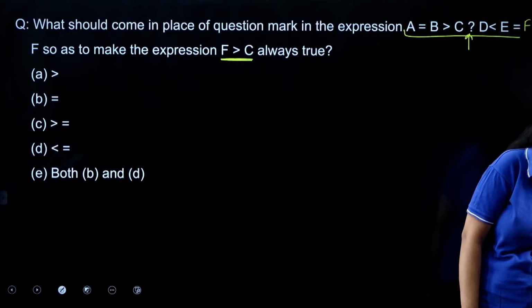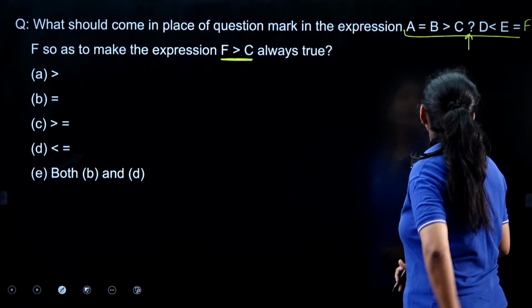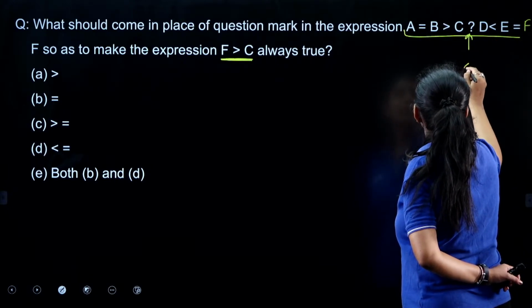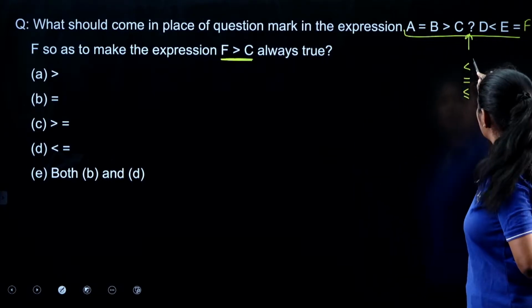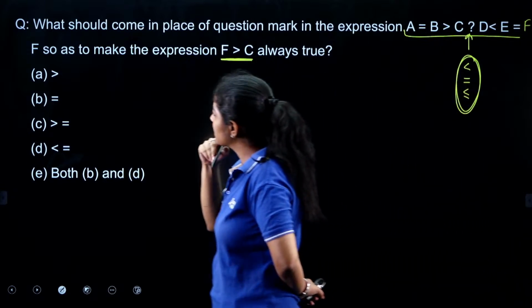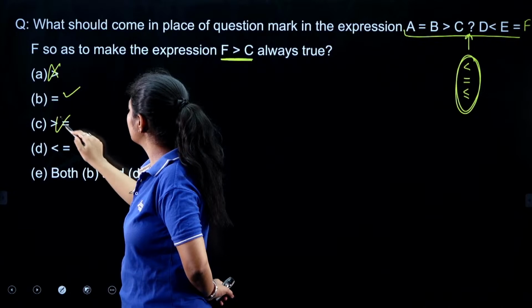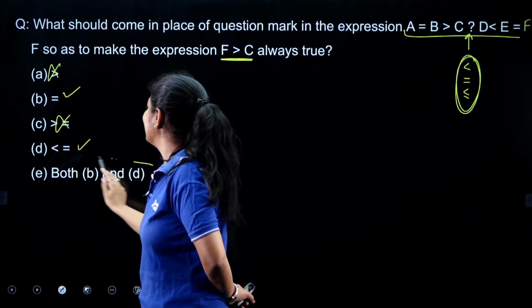It's a very simple one. D, let's see. Here we know that if we want to maintain this in which f is greater than, we can put either this one or this one or this one. If we are having any one of these, we can give the answer. So, this option is eliminated, this one is considered, this one is eliminated and this one is considered. So, both B and D is the correct answer.